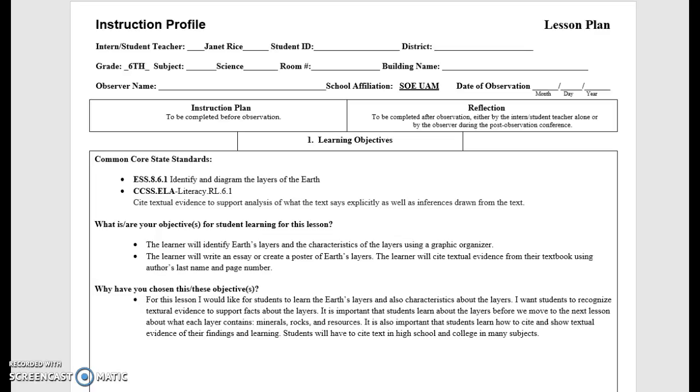The reason I've chosen this objective: for this lesson, I would like for students to learn the Earth's layers and also characteristics about the layers. I want students to recognize textual evidence to support facts about the layers. It is important that students learn about the layers before they move on to the next lesson about what each layer contains: minerals, rocks, and resources. It is also important that students learn how to cite and show textual evidence of their findings and learning. Students will have to cite text in high school and college in many subjects.